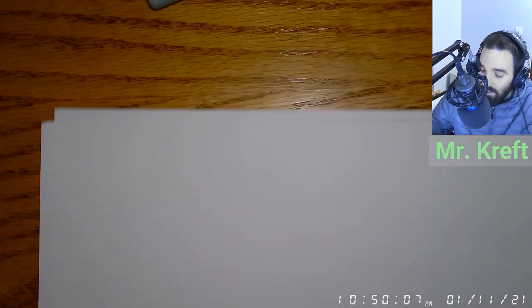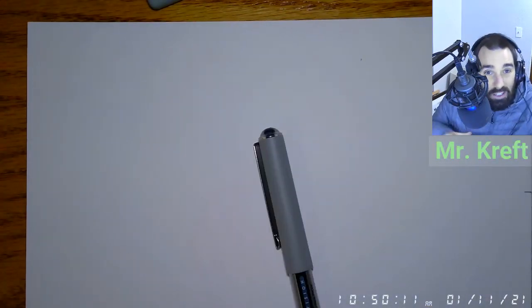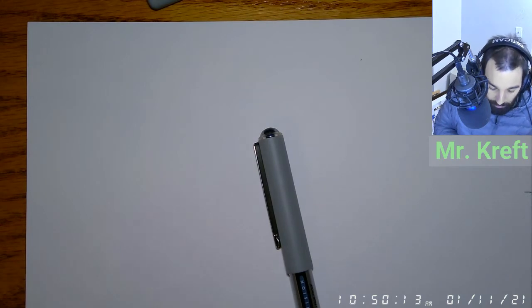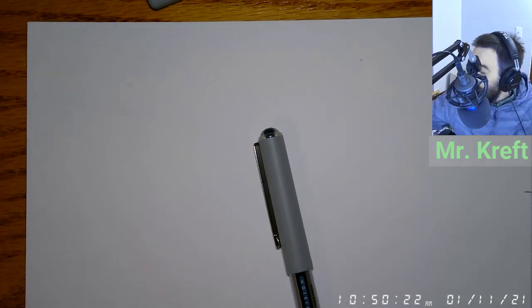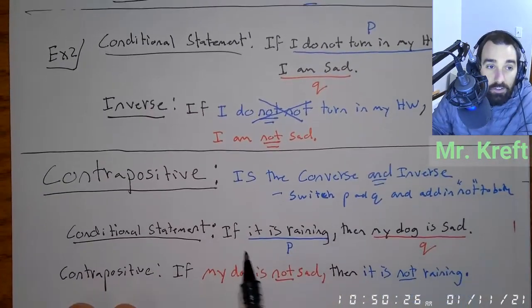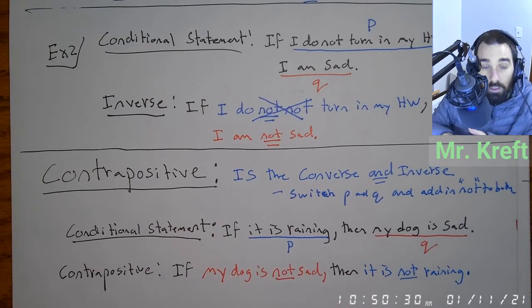So one thing, and I don't even know if I want to write this down. When it's not COVID, we spend a lot more time talking about logic and doing more stuff with it. So one thing you need to know, if your conditional statement is true, your contrapositive has to be true. So what I mean by this, if this conditional statement is true, then the contrapositive is always true.